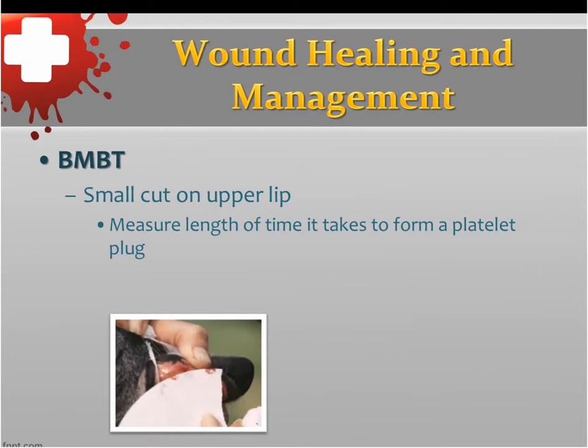And this test is performed by making a tiny cut on the inside of the upper lip, and then filter paper is held near but not over the cut. And as blood is being wicked away from the wound, we're measuring the amount of time it takes for that wound to actually stop bleeding. Normal time is about 3 to 4 minutes. It's a non-specific test, meaning it's not testing for a specific factor deficiency. It primarily evaluates the intrinsic pathway, will show us platelet defects or deficiencies, or potentially von Willebrand's disease.